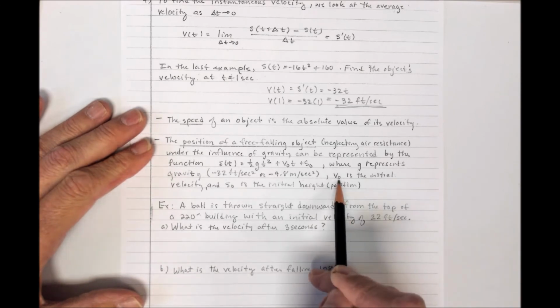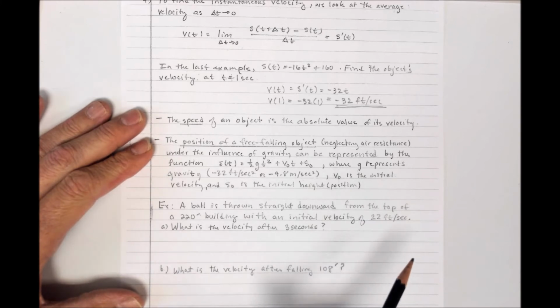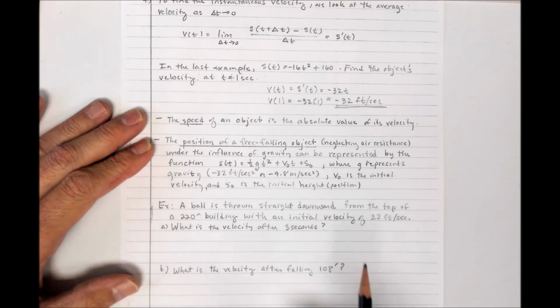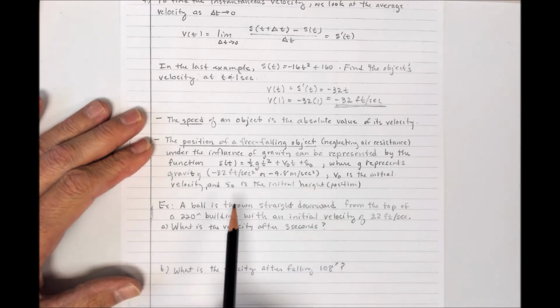V sub 0 is the initial velocity, so if you just drop an object, you don't throw it, V sub 0 would be 0. And S sub 0 is the initial height or position. Typically, like in the last problem, it was a building 160 feet tall, so S sub 0 would have been 160. So we'll try this now.